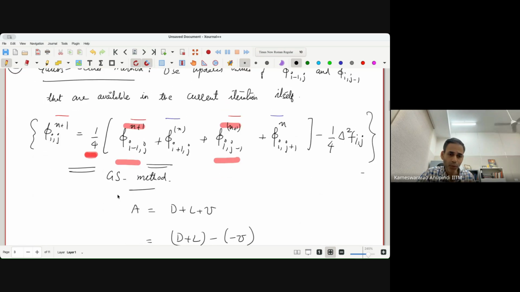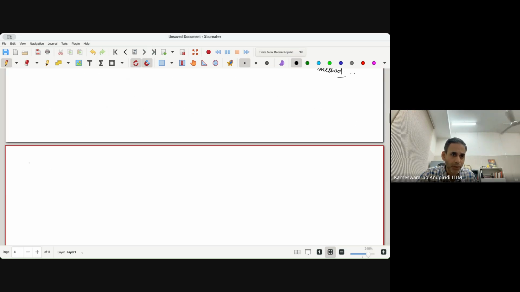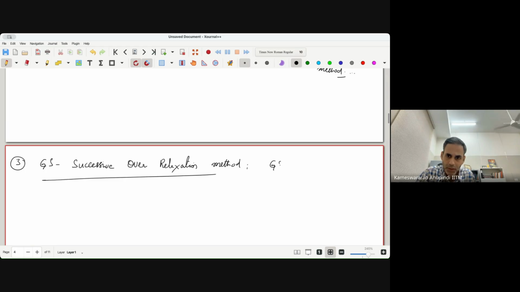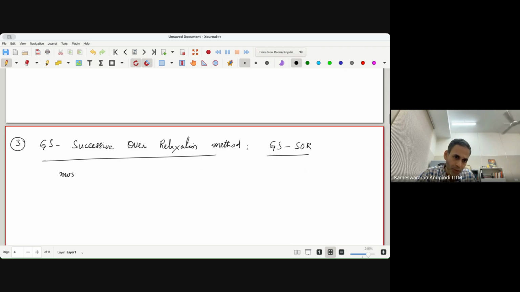All right, there is one more variant called the successive over relaxation method. Let me put it here. This is called the Gauss-Seidel successive over relaxation method, referred to as GSSOR. This is a slight modification of the Gauss-Seidel method. This is the most successful iterative method.